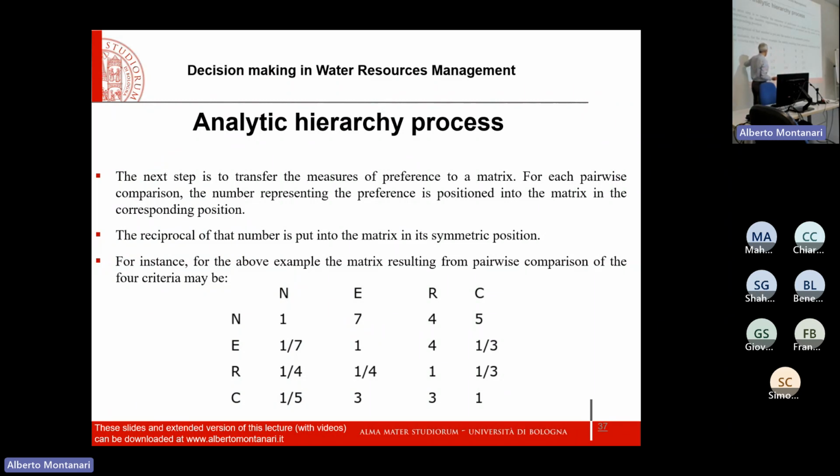Now, when I compare then the environmental impact with the river flow regime, for consistency here, I should have placed a number less than 1. So this matrix apparently is not consistent. Now, let's make the same reasoning with respect to the CO2. When I compare environmental impact with respect to CO2, it should be less important. In fact, environmental impact with respect to CO2 is less than 1. This is consistent.